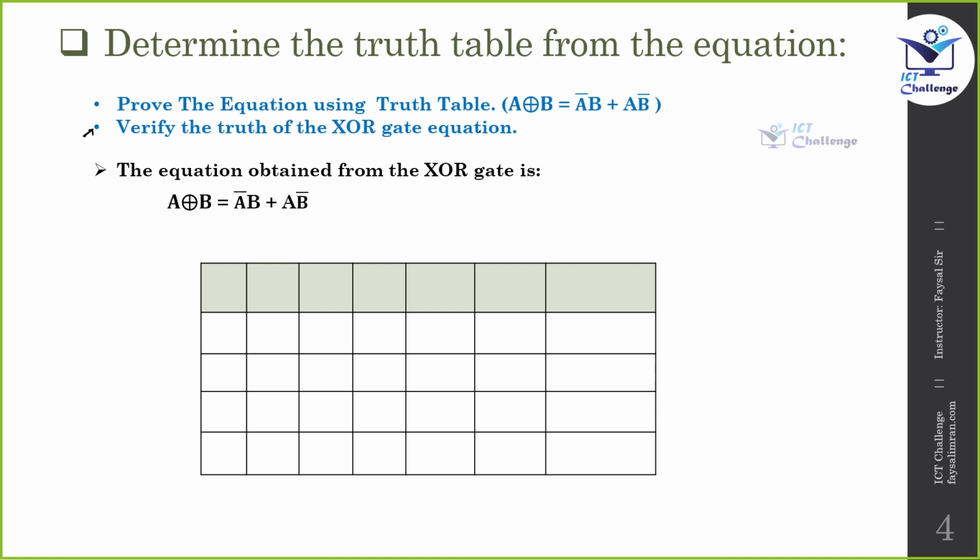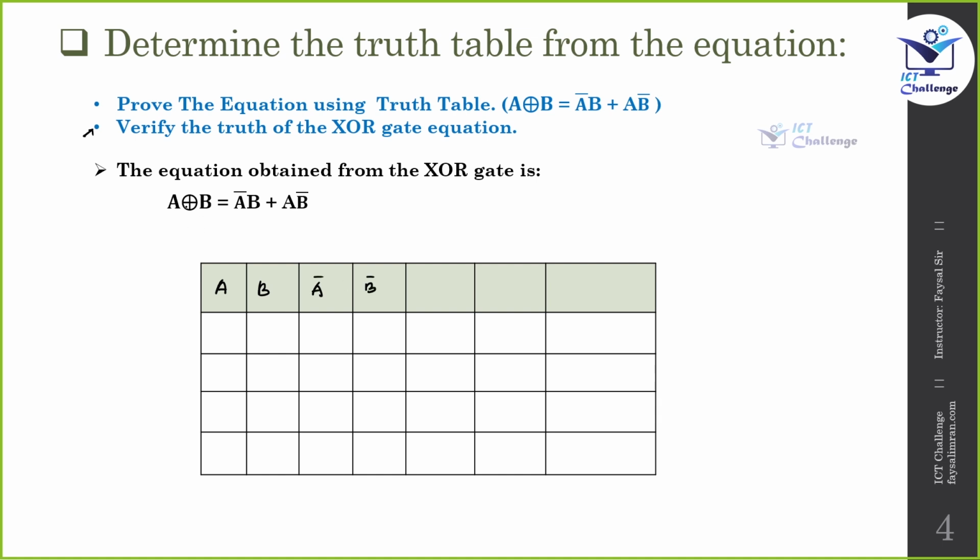So at first, how can we write this? The equation obtained from the XOR gate is a XOR b, whole bar, is equal to a bar b plus a b bar. We already know the theorem, and for this equation we get 2 variables, a and b, so the rows should be 4. Now the columns should be a, b and a bar, b bar, because we find a bar and b bar in our equation. So we have to place a, b and a bar, b bar.